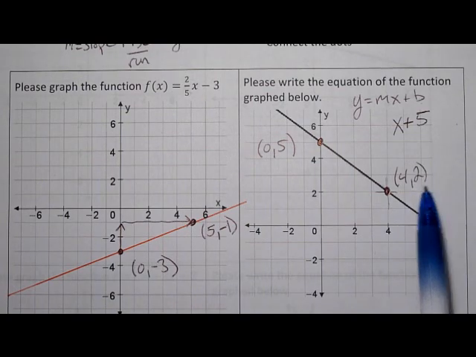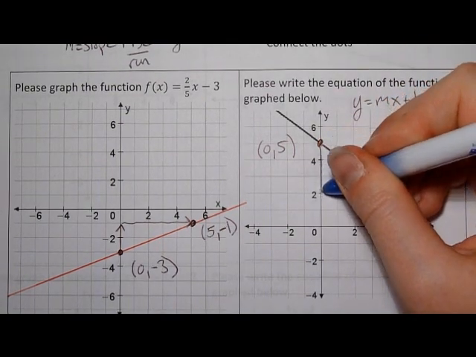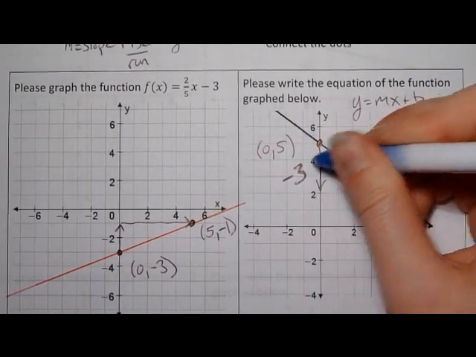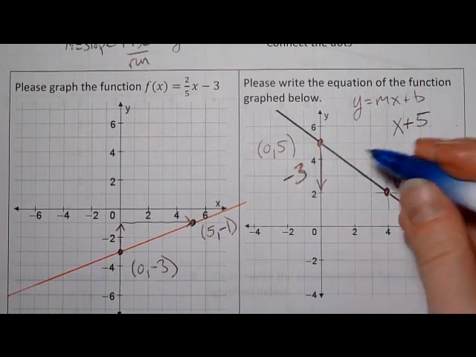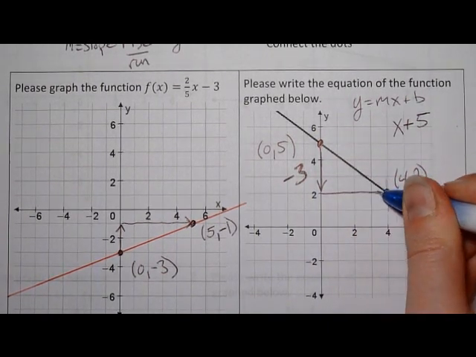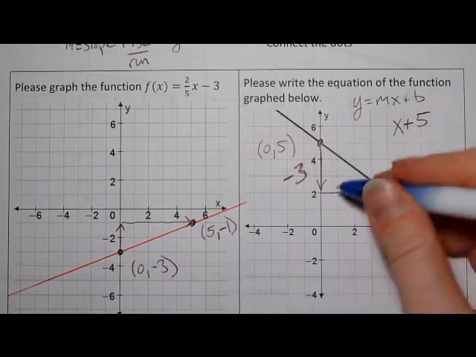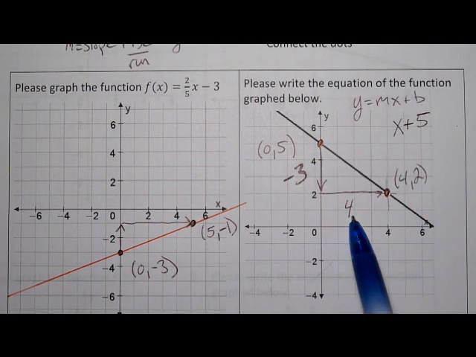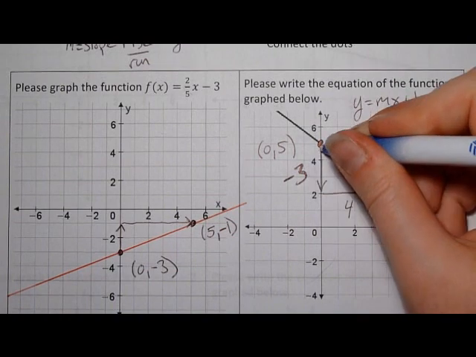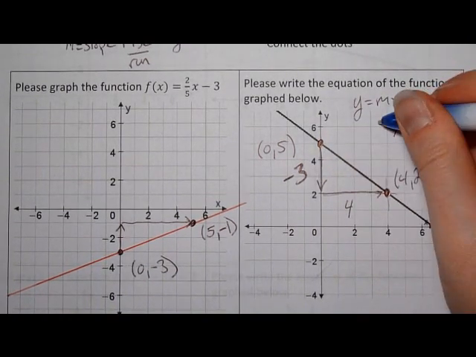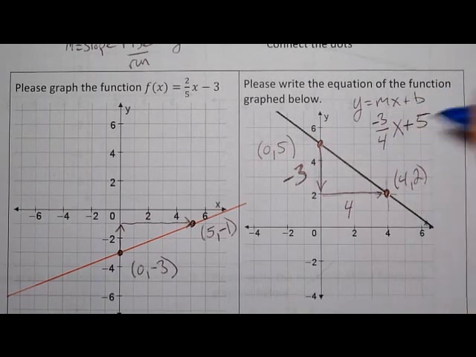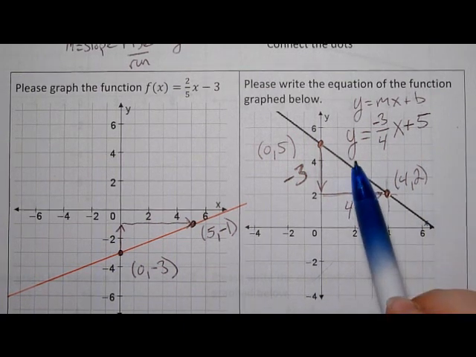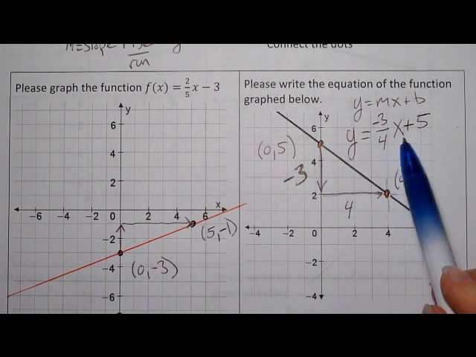So if I moved from the point 0, 5 here, and I went to the point 4, 2, that means that I went down 3 spaces. My rise is -3 because I went down 3. And my run, I went over 1, 2, 3, 4 spaces. If I started at 0 and I went to 4, I traveled 4 spaces. So my slope is rise over run. My slope is -3 over 4. Bring down my equal sign and my y. So the equation of this graph is y equals -3/4 x plus 5.